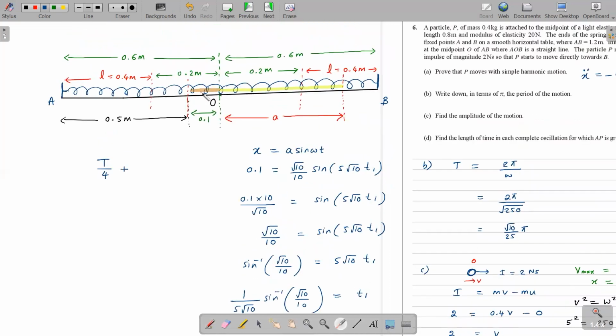Now get the T over 4 value also. The time taken for the yellow colored part to come from the amplitude to the center is T over 4. How much was capital T? We found in part B, capital T, the periodic time, is 10 root 10 pi over 25. You should divide by 4, right? T over 4, or times 1 over 4. Can I know how much this answer is? Root 10 pi over 100.